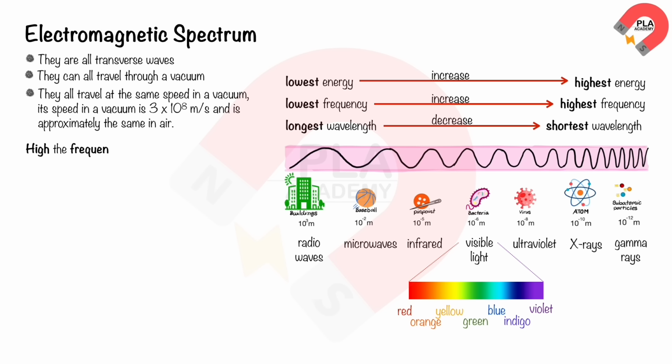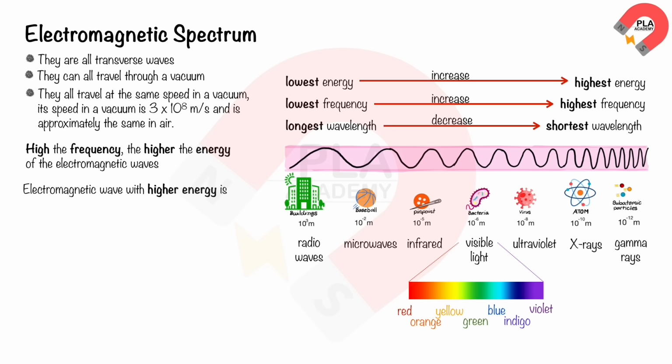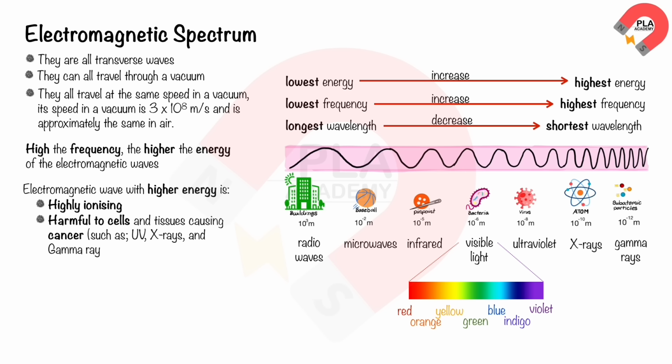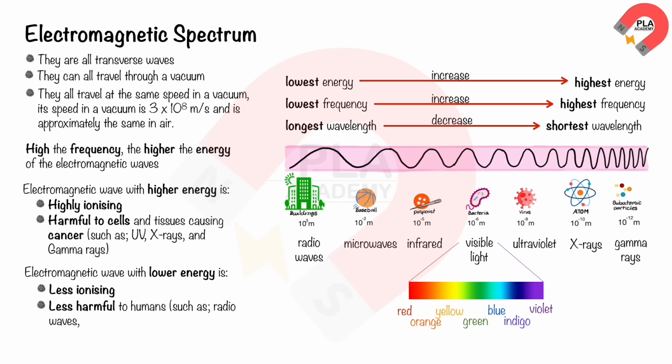The higher the frequency, the higher the energy of the electromagnetic waves. Electromagnetic waves with higher energy are highly ionizing and harmful to cells and tissues, causing cancer, such as UV, X-rays, and gamma rays. Electromagnetic waves with lower energy are less ionizing and less harmful to humans, such as radio waves, microwaves, infrared and visible light. Useful for communications.